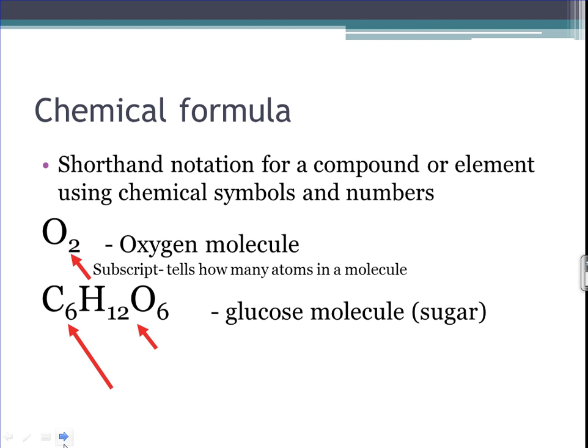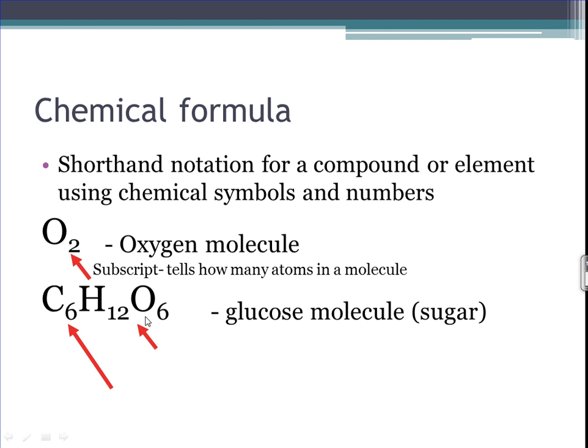So a chemical formula is the shorthand notation for a compound or element using chemical symbols and numbers. For example, O2 is an oxygen molecule. This is a subscript. It's below the line. It tells you how many atoms of that particular substance are in that molecule.